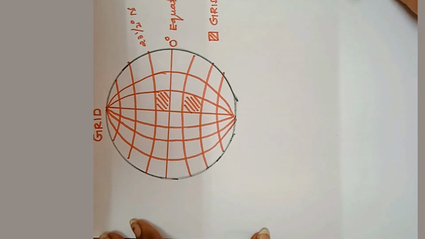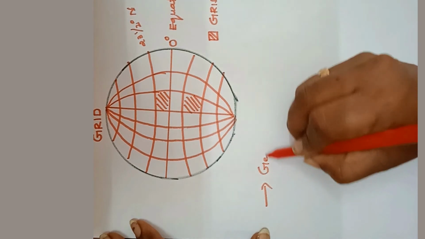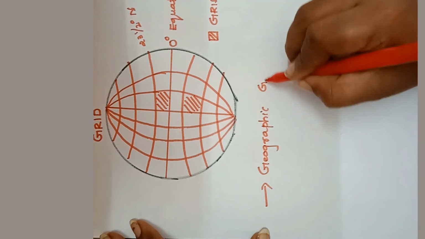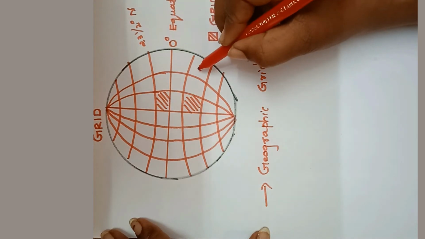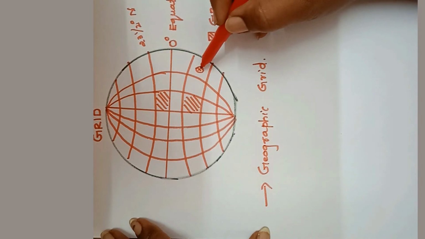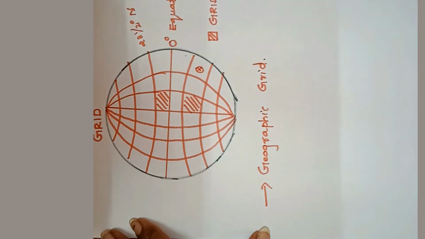So this is the topic actually. The topic of geographic grid, or grid, is a very important concept. If you don't know the concept of grid, you will not understand the remaining topics that we are going to discuss in the coming days, that is latitudes and longitudes. So grid is also known as what? Grid is also known as geographic grid.